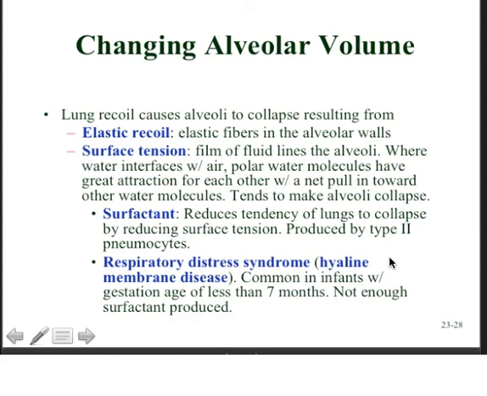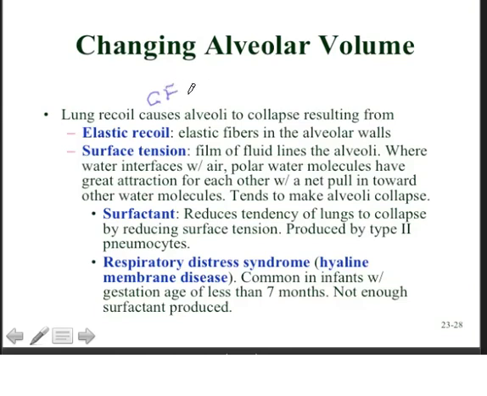Respiratory distress syndrome is common in infants that don't make enough surfactant because their respiratory system really hasn't fully developed yet. And what we have to do is give them surfactant in order to allow them to breathe. And while we're on the topic of surfactant, there's another disease that has an extremely detrimental effect on the respiratory system, and that's a condition known as CF, cystic fibrosis.